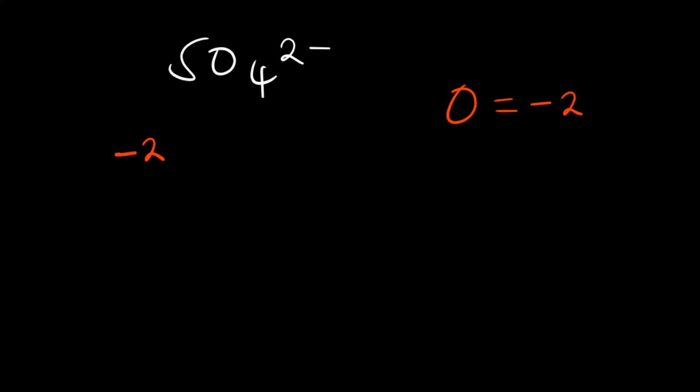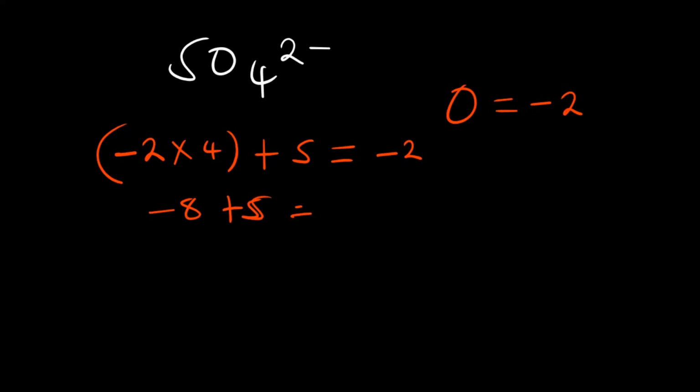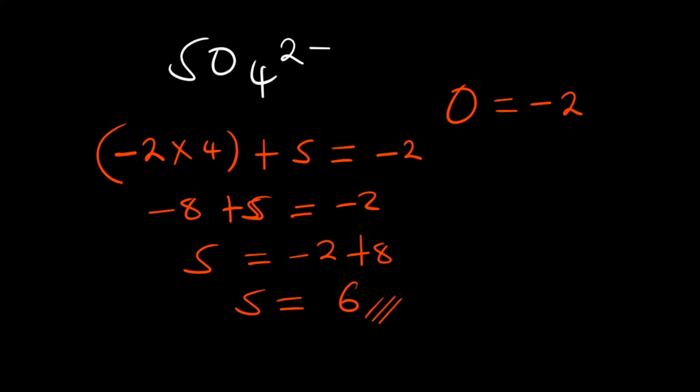Oxygen, we said, is -2. How many do we have? We've got 4 of them. So this -2 multiplied by the 4, plus the sulfur that we are looking for, will be equal to the whole charge of the polyatomic ion, which is 2 minus, so I'm just going to put -2. Then I solve. I'm going to have -8 plus S is equal to -2. I'm going to take the -8 to the other side, so I have +8. Our sulfur therefore is -2 plus 8, which gives me 6. So sulfur in this compound has an oxidation number of 6.